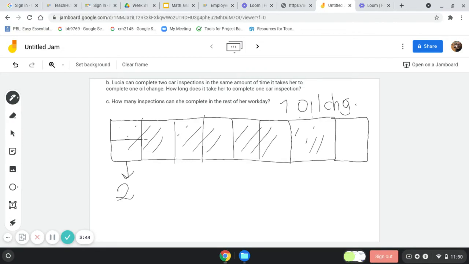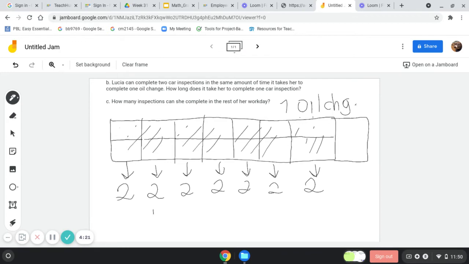So that means within each half hour, she can complete 2 car inspections. So again, I'm going to take this half hour. She could do another 2. I'm going to cut it all the way across. Here's another 2. Here's another 2. Another 2. Another 2. And another 2.